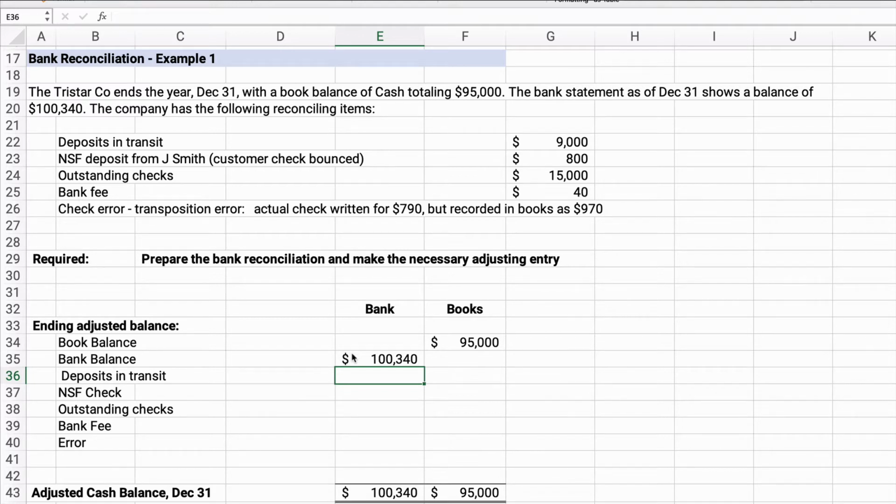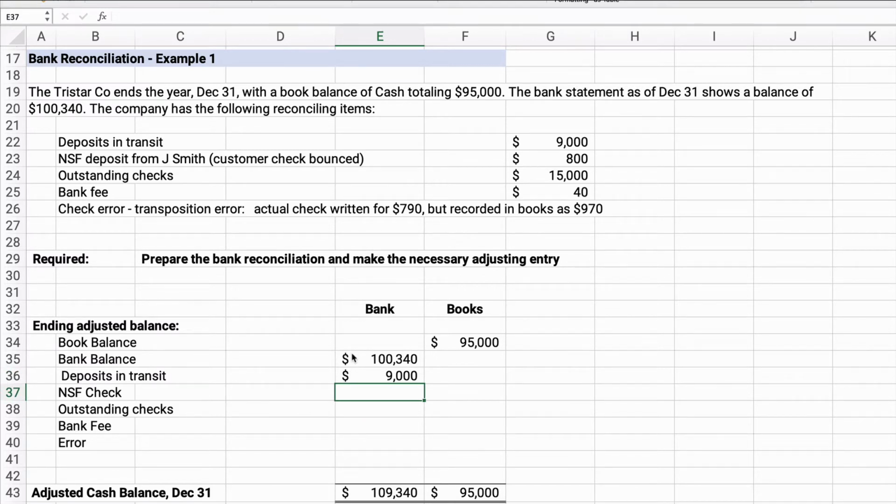Deposits in transit are $9,000. Now, does that go on the bank side or the book side? Who knows about it and who doesn't? We, as the company, TriStar, have made a deposit of $9,000, so it's already included in our books. It's not on the bank statement, so we're going to add $9,000 deposits in transit.